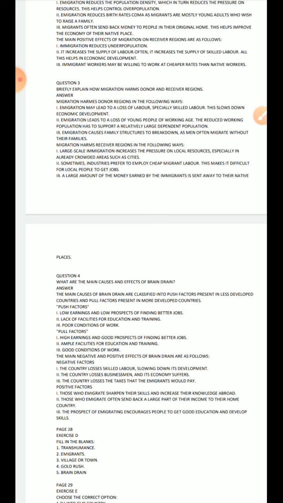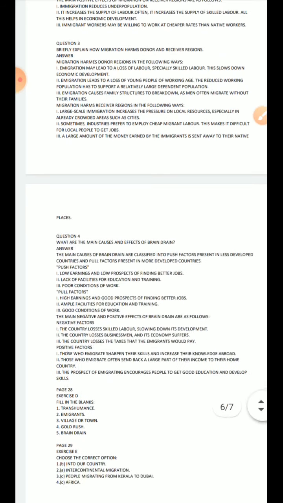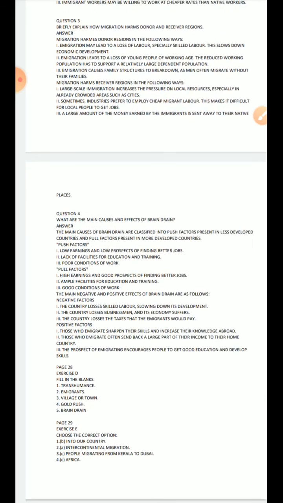Then migration harms receiver regions in the following ways. Here also I have written 3 points. First point: large scale migration increases the pressure on local resources, especially in already crowded areas such as cities. Sometimes industries prefer to employ cheap migrant labor. This makes it difficult for local people to get jobs. A large amount of money earned by the immigrants is sent away to their native places. Like this, we have completed how migration harms donor and receiver regions.